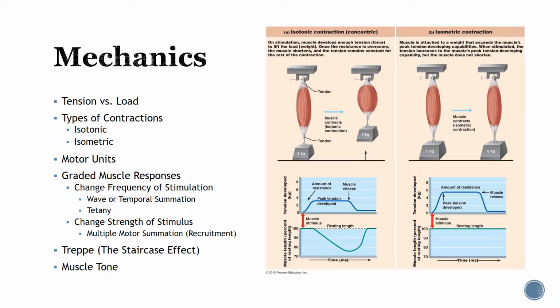Mechanics. Tension versus load. Tension is how much power your muscle generates when it contracts, and load is how much weight you're trying to move. There are two types of contraction, isotonic and isometric. Isotonic is where the tension is higher than the load and the load moves. Isometric is where the load is higher than the tension and the load does not move.